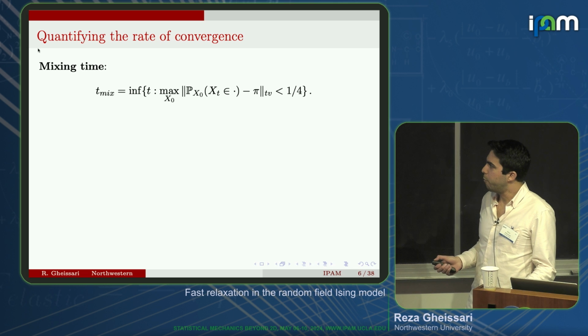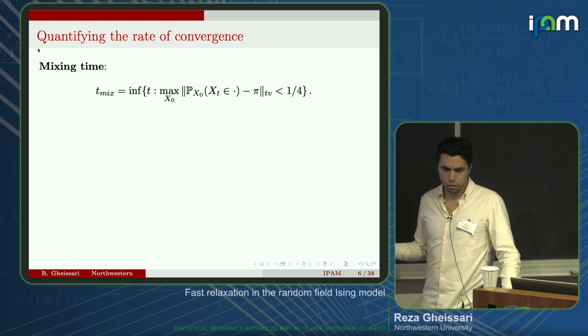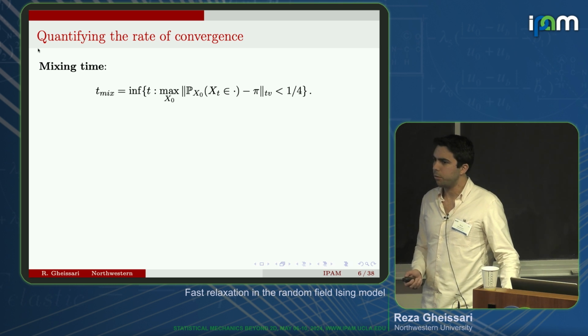So I take the first time when, from a worst case initialization, my total variation distance to stationarity is less than a quarter. And a quarter is artificial, because as soon as you're faster than that, then you converge exponentially fast to equilibrium.